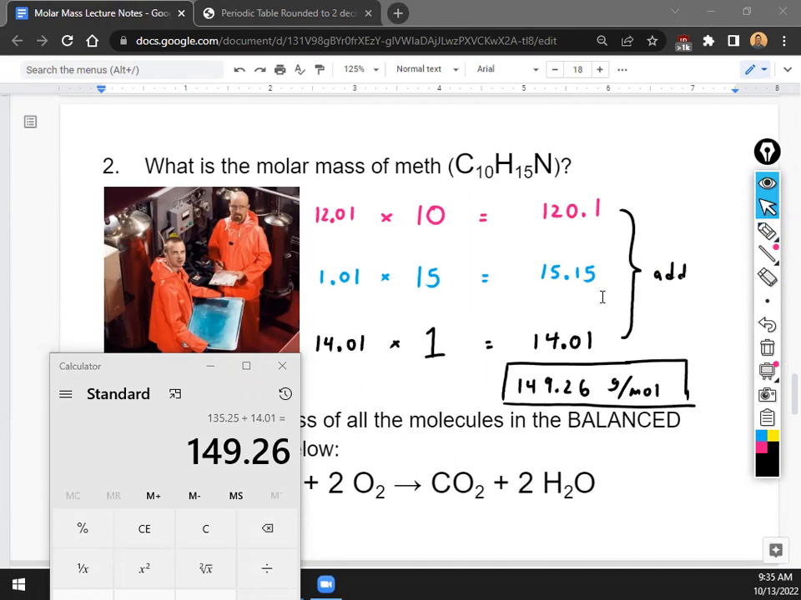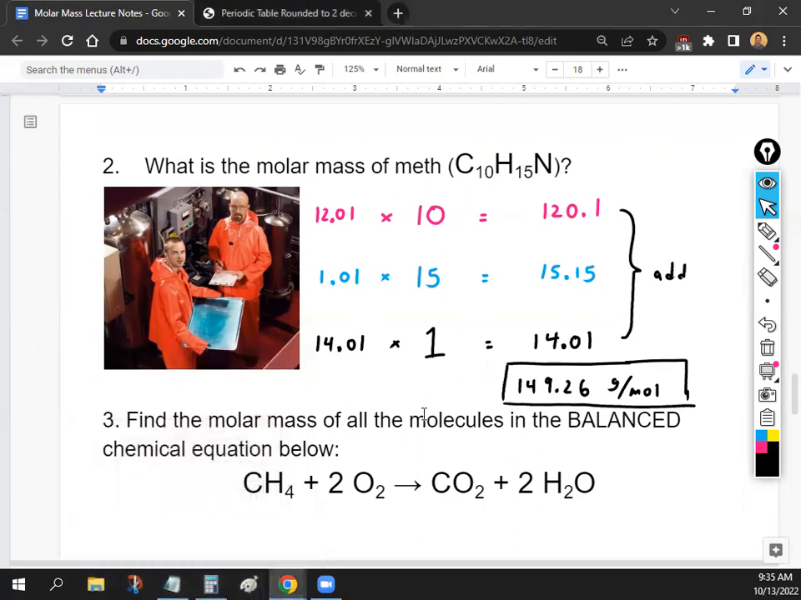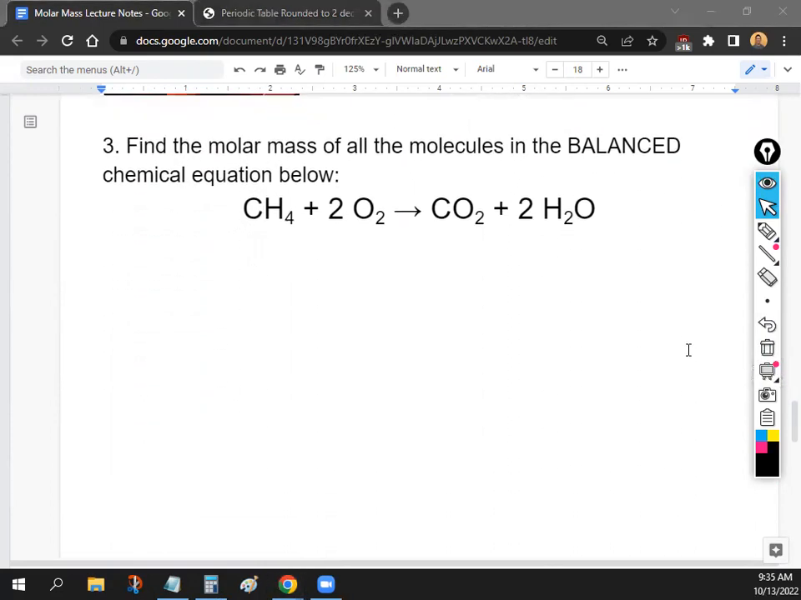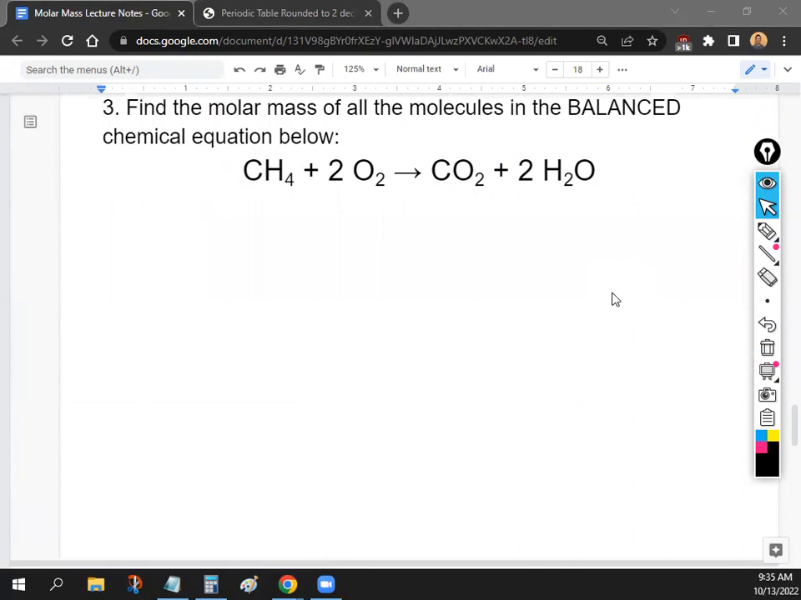Any questions about that? Easy peasy? All right, so I am going to give you guys a couple minutes to work on number 3. What I want you to do for number 3 is find the molar mass of all of these molecules. So if there are 4 different molecules inside of this reaction, I want you to find the molar mass of all of them.